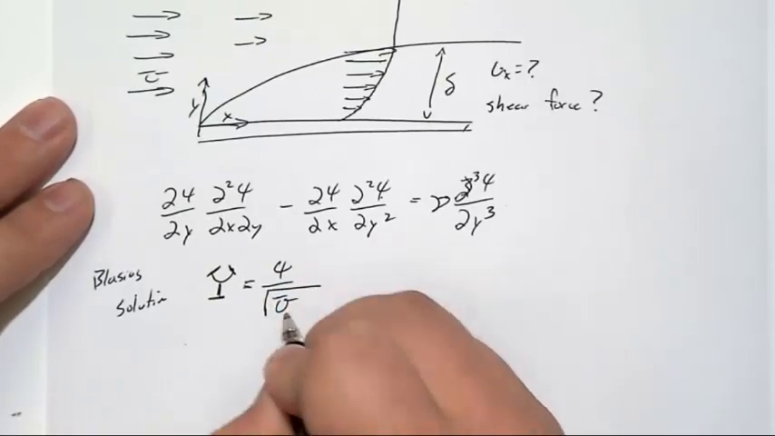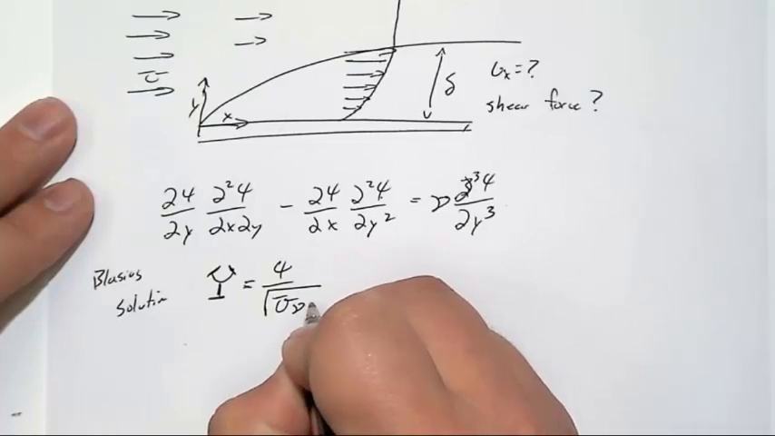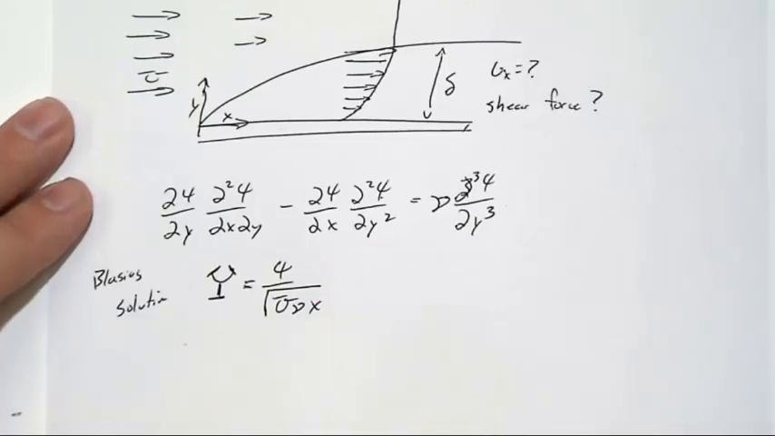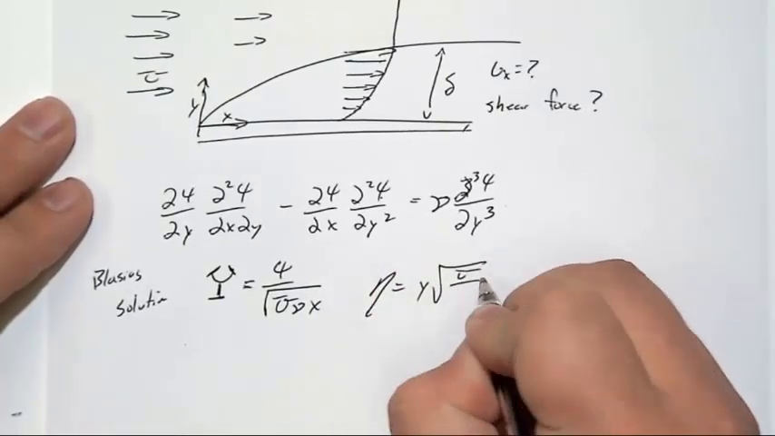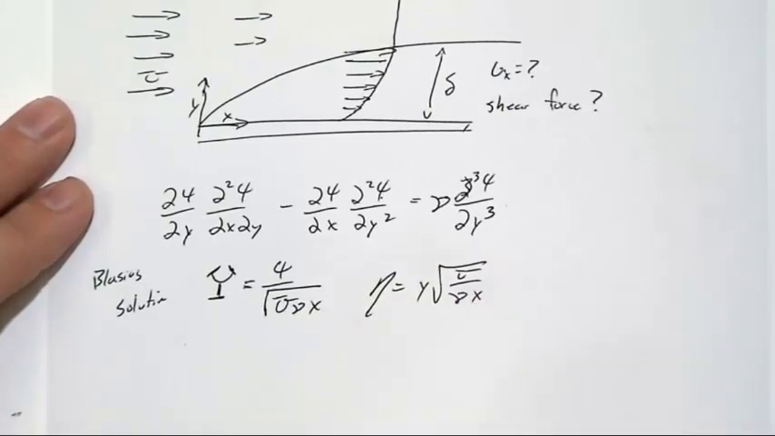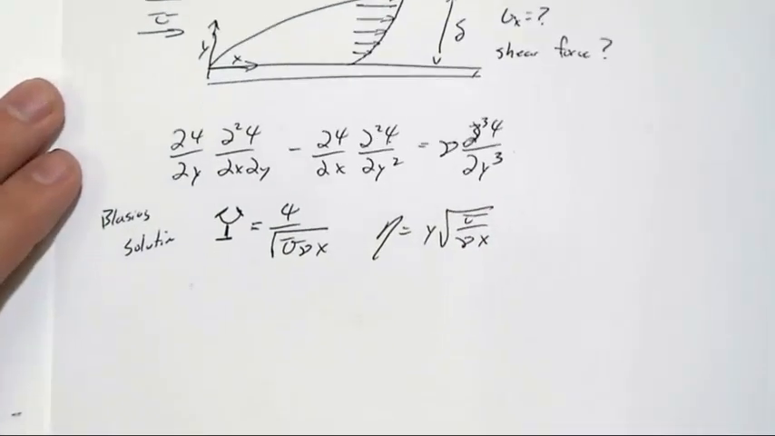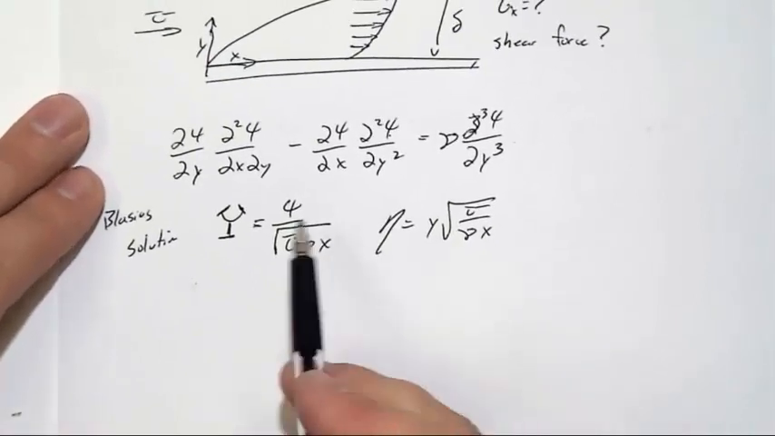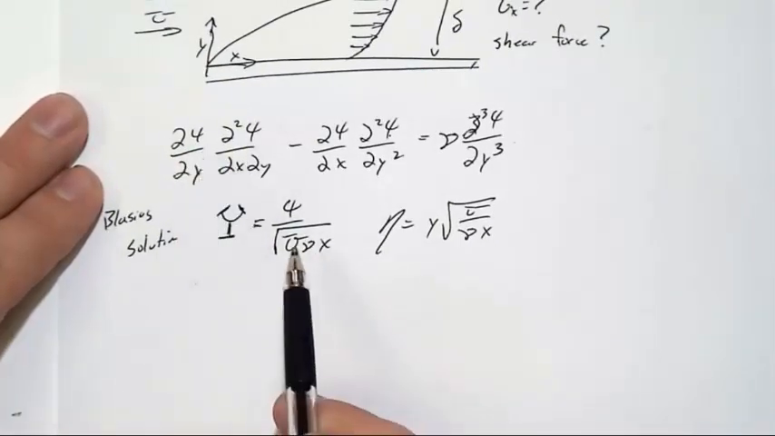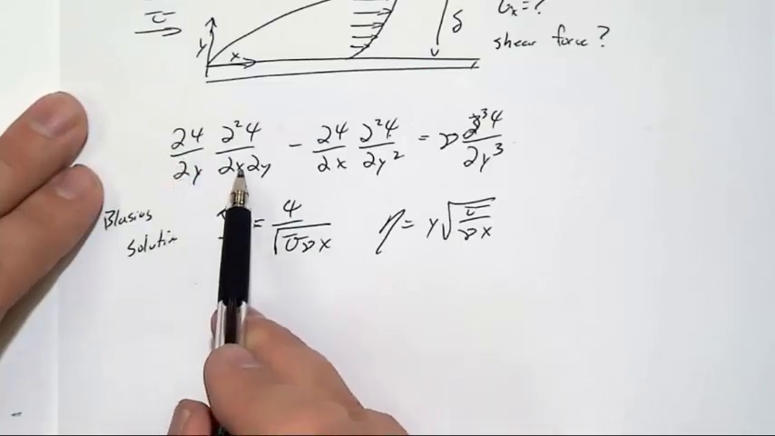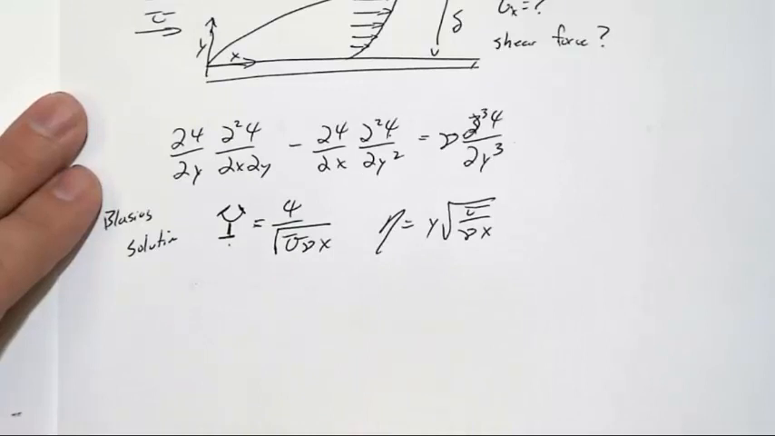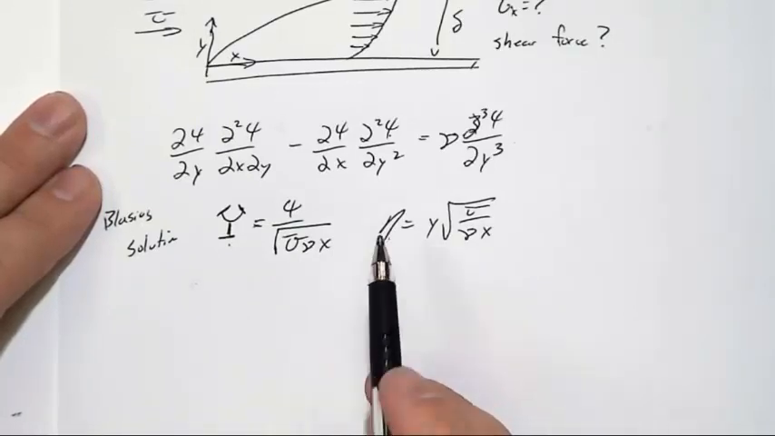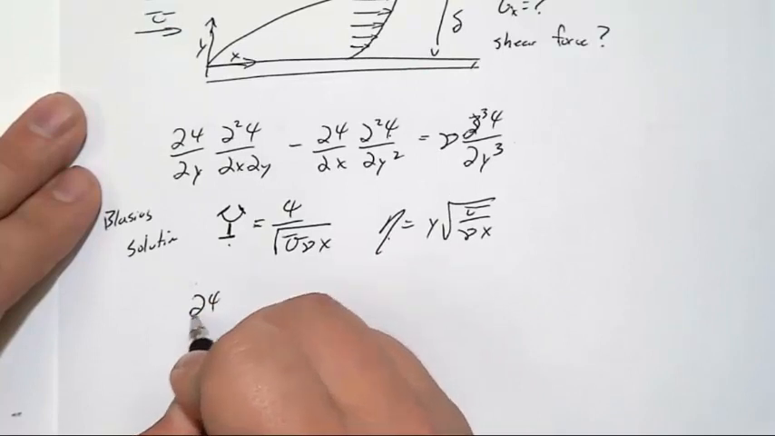We have our modified stream function, which is equal to our stream function over the square root of our velocity times our kinematic viscosity times our variable x. And then we use a nu being a combination of variables, which is y times the square root of u over kinematic viscosity times our distance x. And so what we have to do is solve for these individual expressions in terms of our modified stream function and our one independent variable nu.